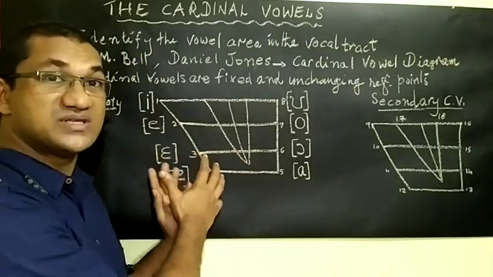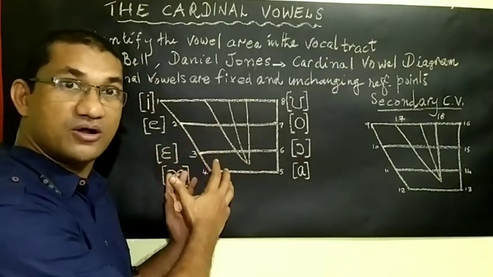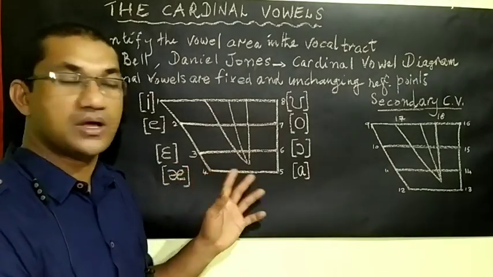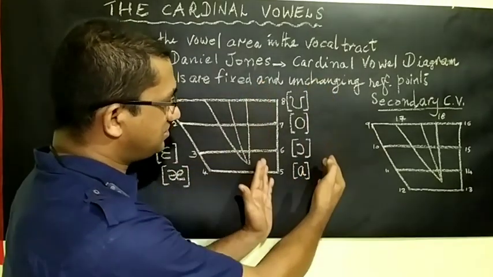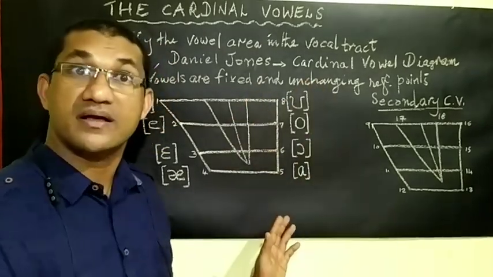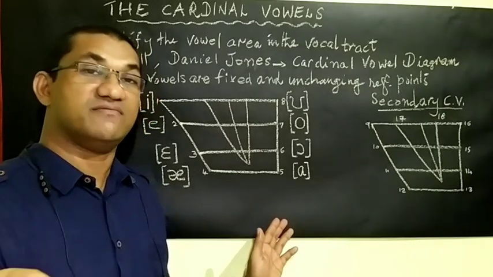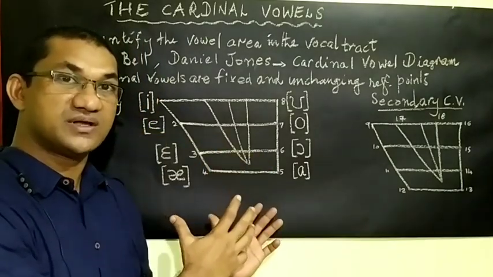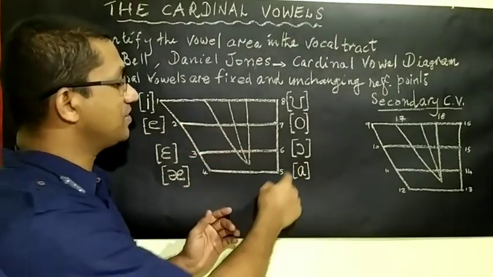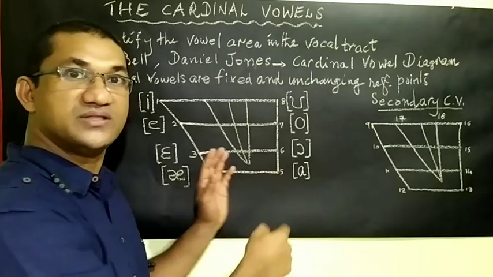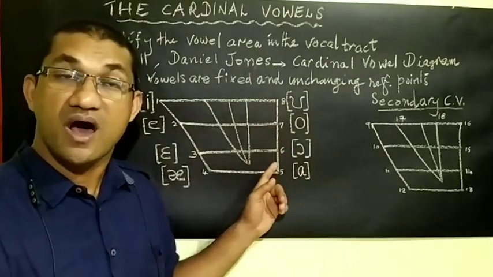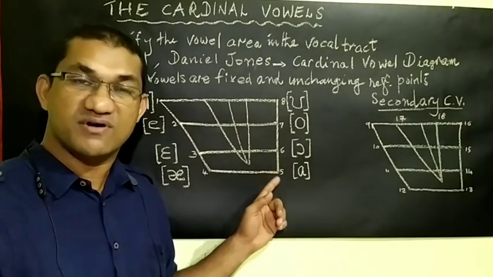So all the vowels articulated with the front of the tongue are front cardinal vowels. All the vowels articulated with the back of the tongue are back cardinal vowels. So we have front vowels, in fact 1, 2, 3, 4, 4 front cardinal vowels. 5, 6, 7, 8, they are 4 again, right? They are the back cardinal vowels.